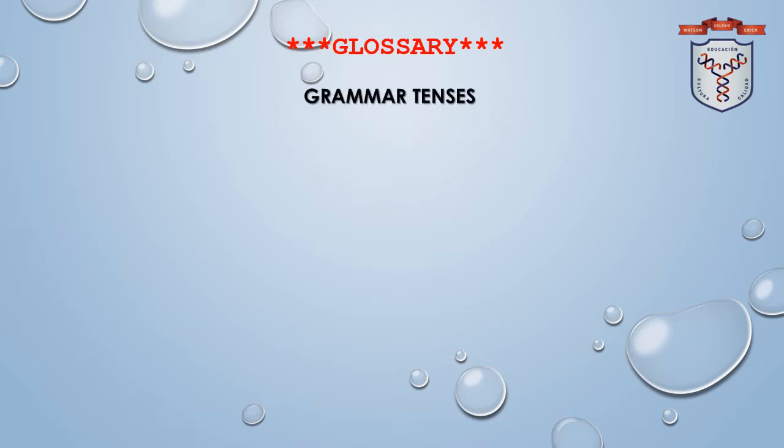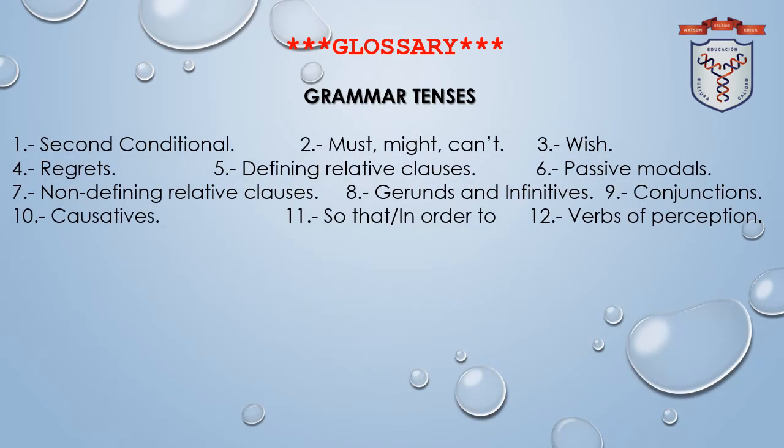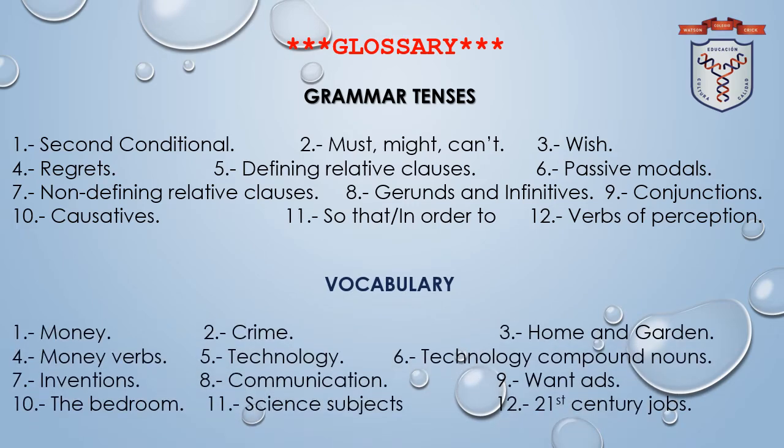The first topic is grammar tenses. Grammar tenses are going to be 12. After that, we're gonna have the vocabulary. As with the grammar tenses, there are 12. Remember that they must be done behind the front page from the third.